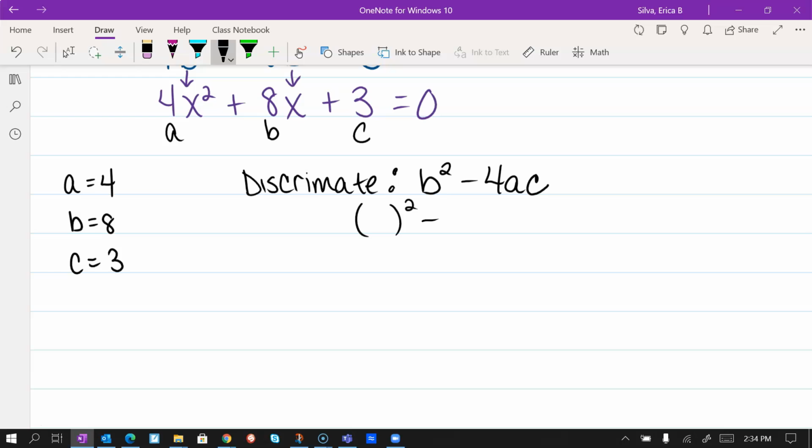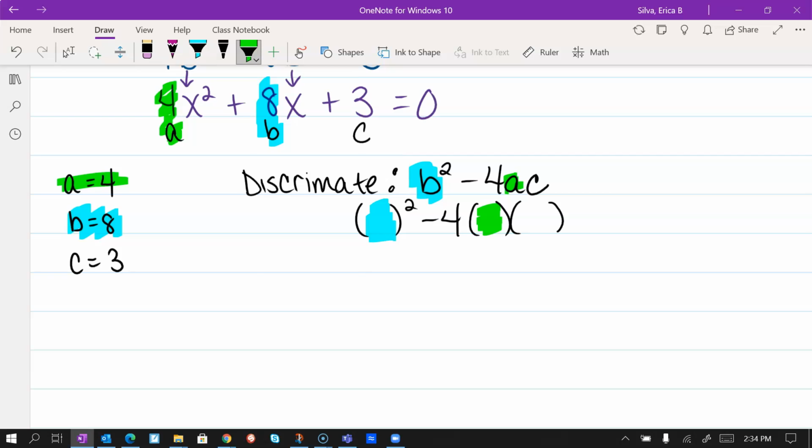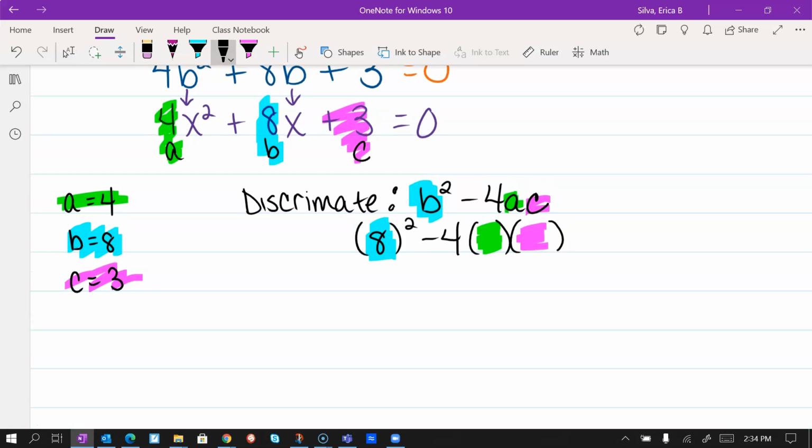So I'm going to set up my equation. Wherever we substitute, I'm going to put those parentheses first. My A will go here, my B will go here, and then my C will go here. So we've got 8 squared minus 4 times 4 times 3. Any questions so far?